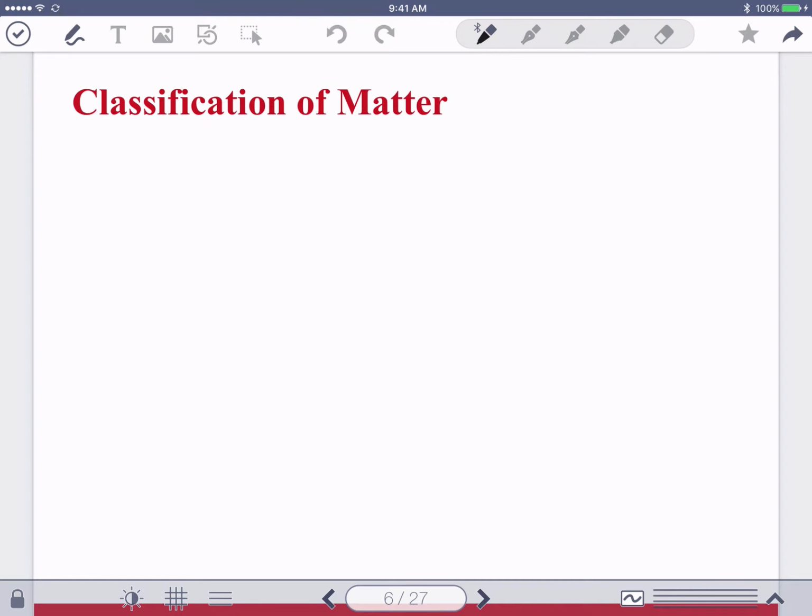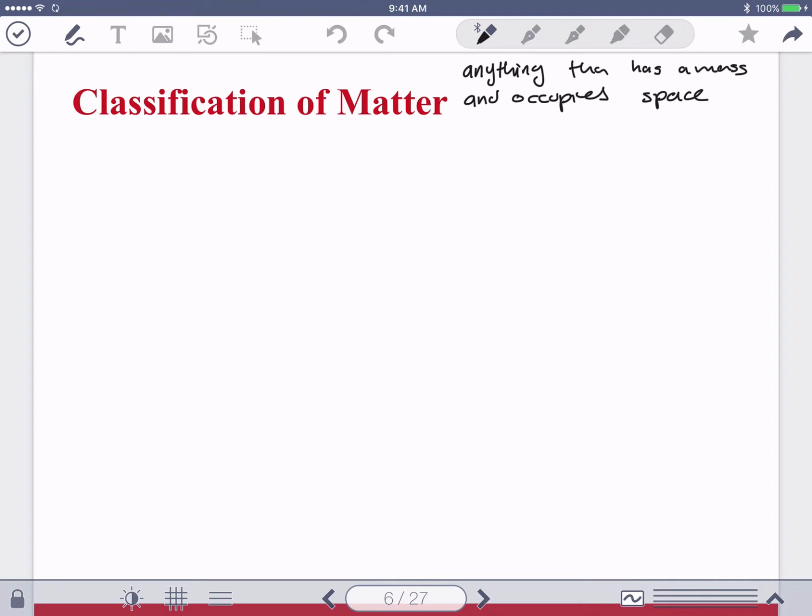Let's talk about classification of matter. When we think of matter, we're talking about anything that has a mass and occupies a space. And that is pretty much everything that you see around you. It is made of matter.